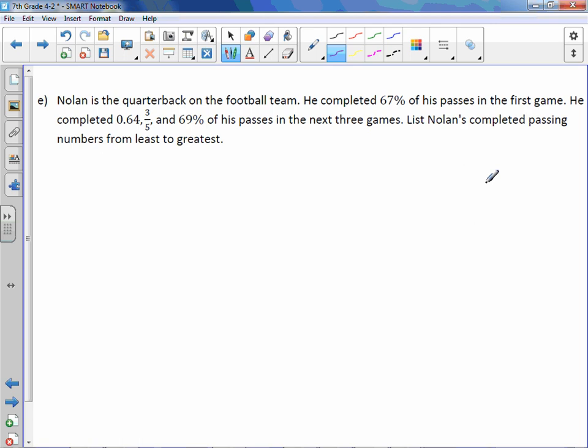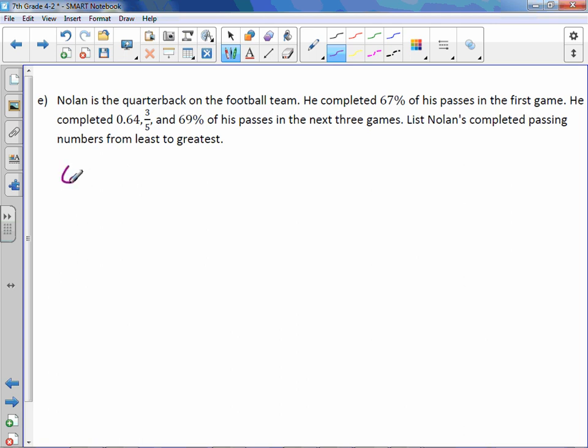Nolan is the quarterback on the football team. He completed 67% of his passes in the first game. He completed 0.64, 3/5, and 69% of his passes in the next 3 games. List Nolan's completed passing numbers from least to greatest.